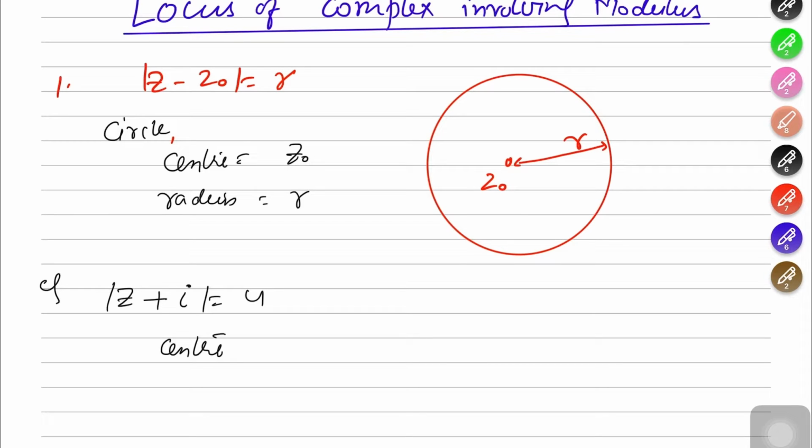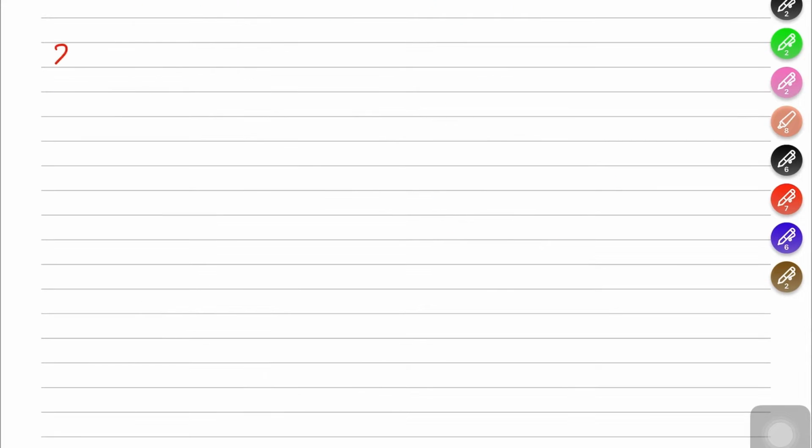so let's say |Z plus I| equals 4. This represents center minus I and radius is equal to 4. So radius is 4, not 2. Okay, it's R, not R square. Second, |(Z minus Z1) upon (Z minus Z2)| is equal to K.